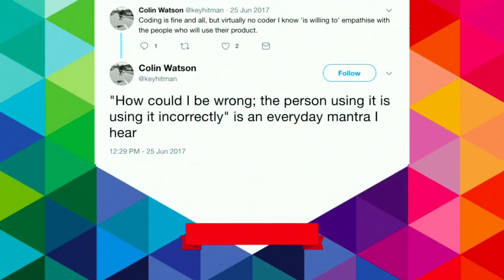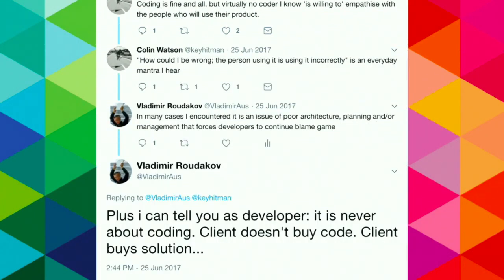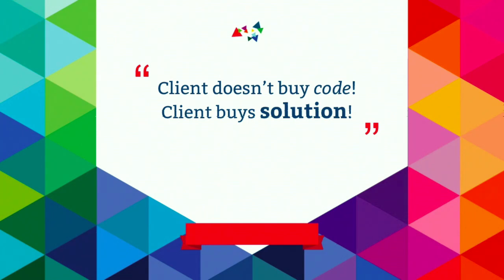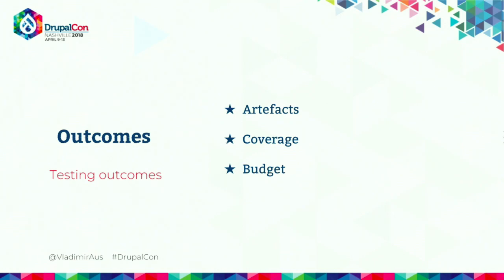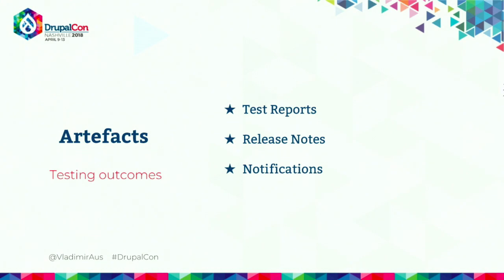So on Twitter, a person from the design side complains about developers, saying, "Oh, the client is wrong because they're using the software wrong." And he goes on this rant about developers. And I said, you know, the client doesn't buy that. This is exactly where we need to take a lot of Drupal. So the testing outcomes that you can show to the client are artifacts. And we're going to look at artifacts, what testing can give you. Everything costs money. So artifacts are test reports, release notes, and notifications.